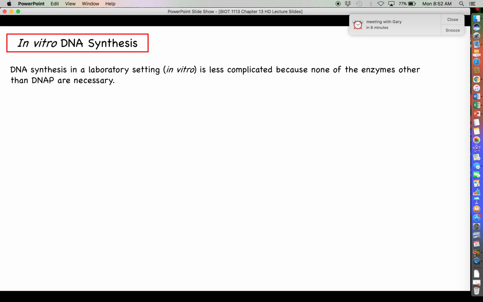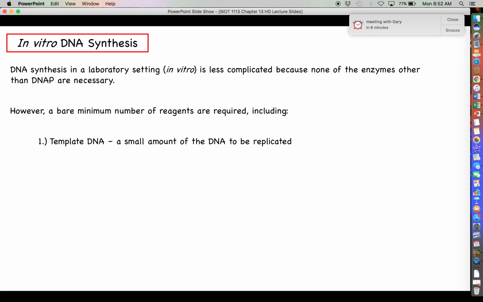The good news for us is that DNA synthesis in a laboratory setting is much less complicated, because really the only enzyme that is going to be required here is DNA polymerase itself. We don't need helicase, we don't need primase, we don't need topoisomerase, we don't need RNase H. All we should need is DNA polymerase and a few other things. Those other things include the template DNA, of course. You can't get away with not having that, so you need a very small amount of the DNA that you wish to be replicated.